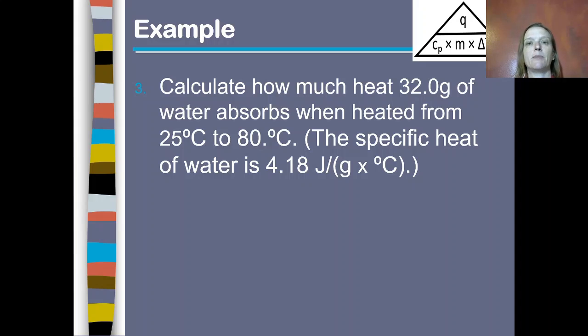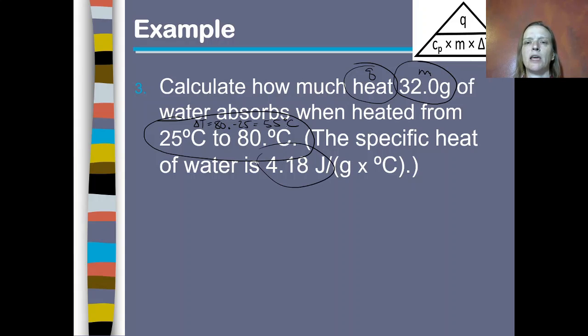Let's look at the next example. Calculate how much heat I'm calculating Q. 32 grams, this is my mass, of water absorbs when heated from 25 to 80 degrees Celsius. This is going to give me information for my delta T. I need to do 80 minus 25, which is 55 degrees Celsius.